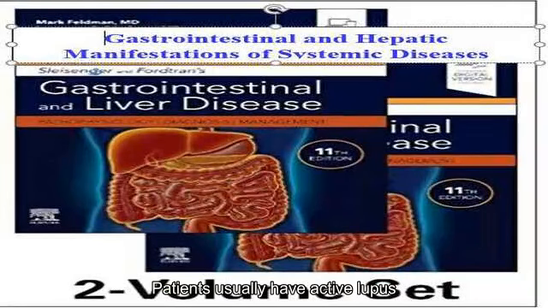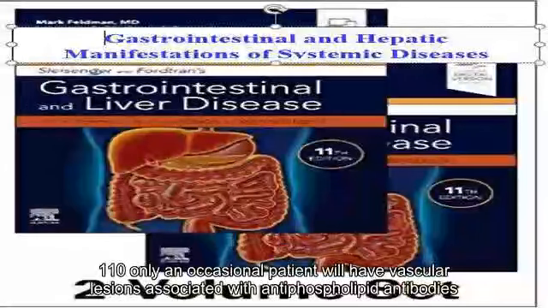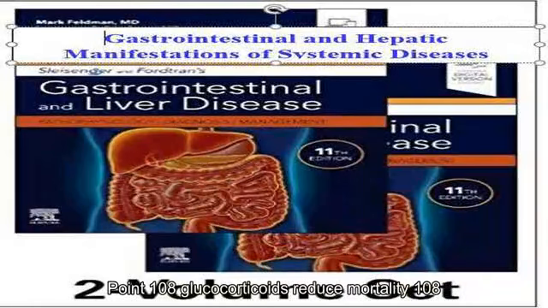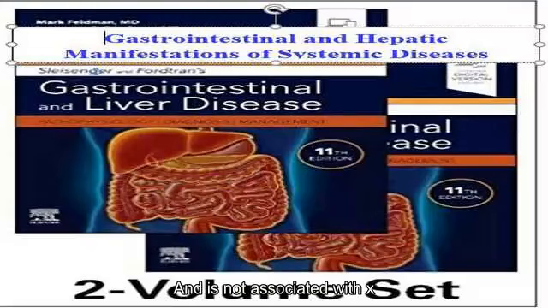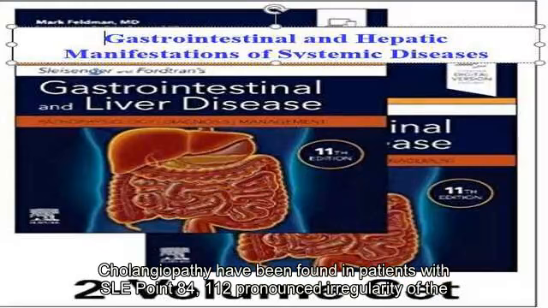Patients usually have active lupus. Only an occasional patient will have vascular lesions associated with antiphospholipid antibodies. Glucocorticoids reduce mortality. Addition of azathioprine may be needed. Chronic pancreatitis is extremely rare, is usually preceded by episodes of acute pancreatitis, and is not associated with exocrine or endocrine pancreatic insufficiency. Primary sclerosing cholangitis and autoimmune cholangiopathy have been found in patients with SLE.